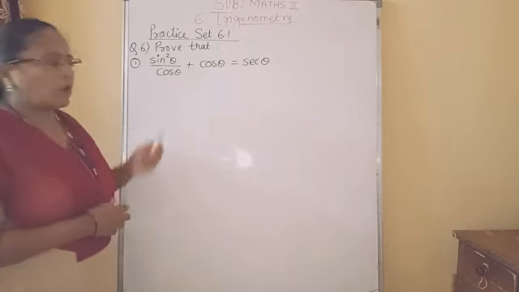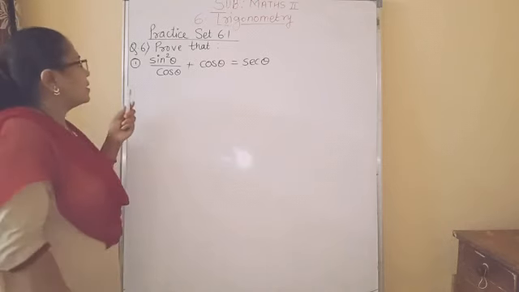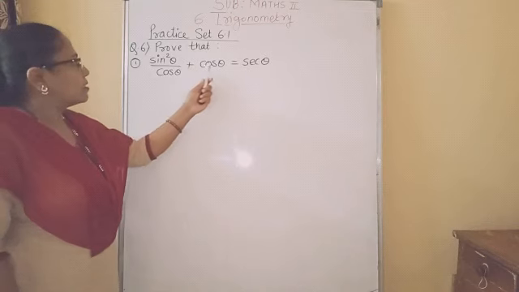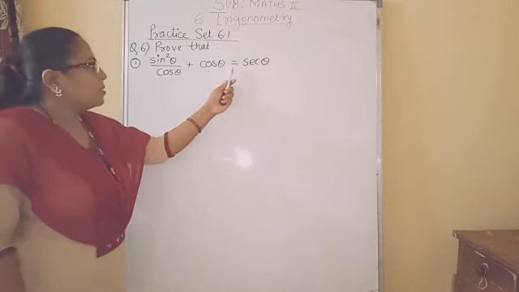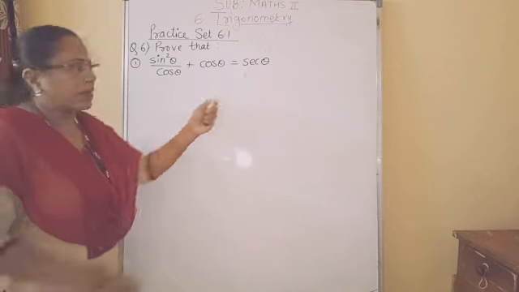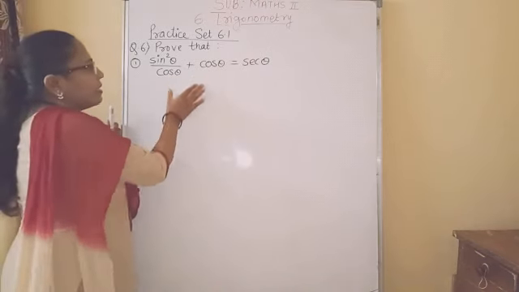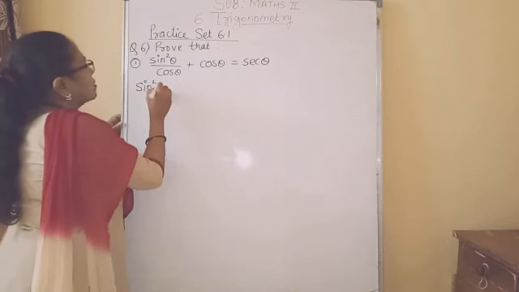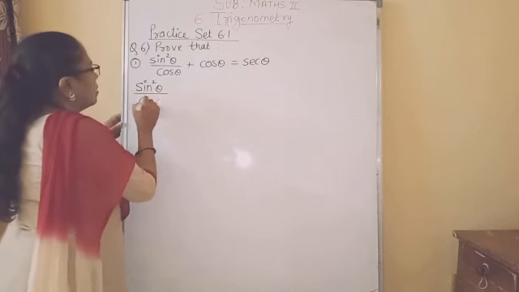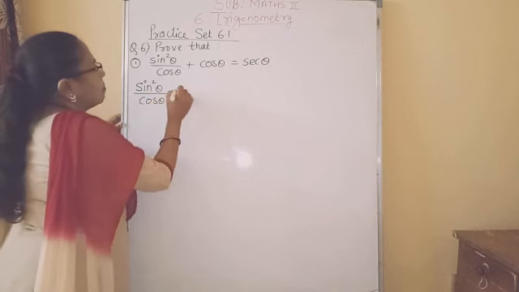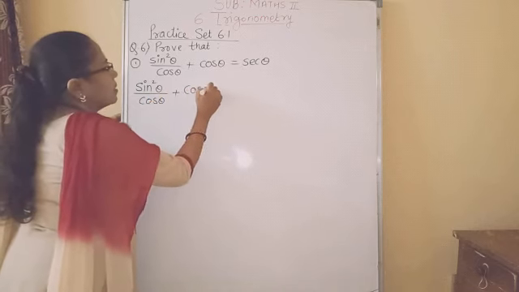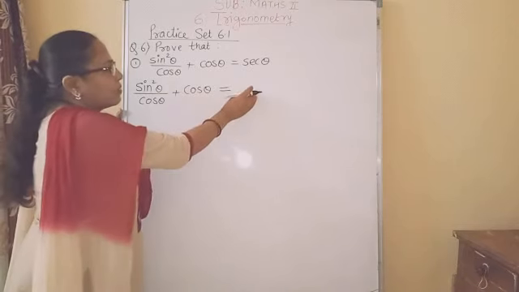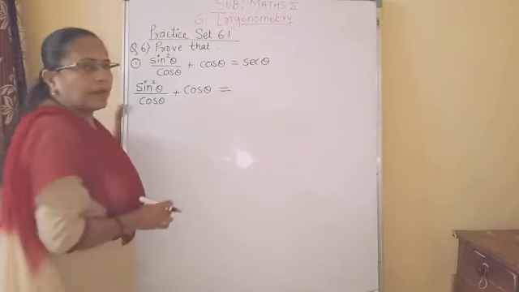Okay. So let us solve this example. First example is sin square theta upon cos theta plus cos theta equal to sec theta. Okay. So here we will take this left hand side down. Sin square theta upon cos theta plus cos theta equal to, we have to simplify this side and we have to get sec theta.